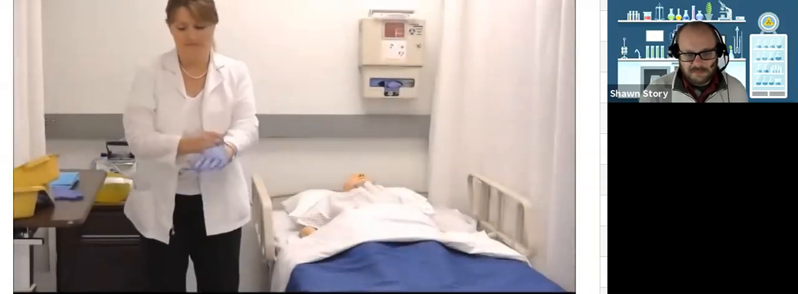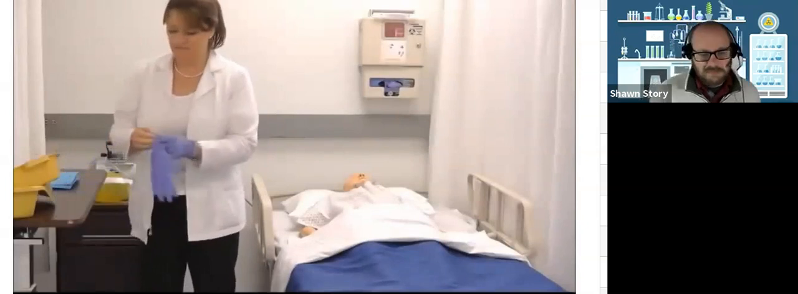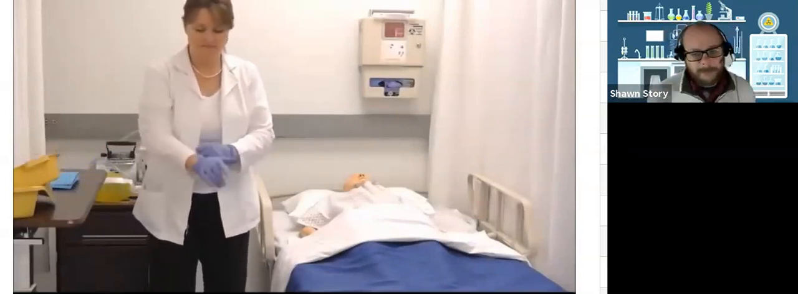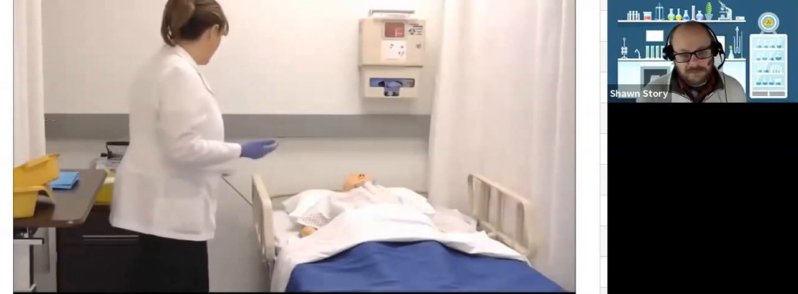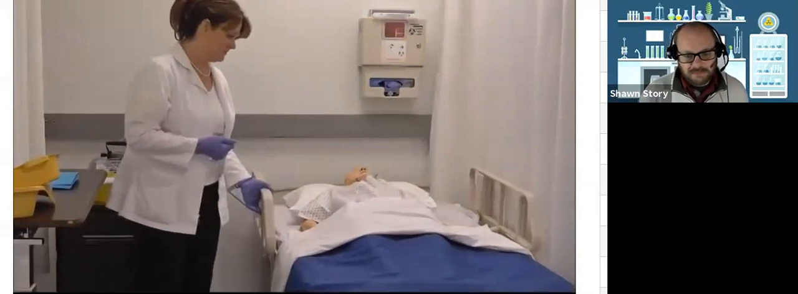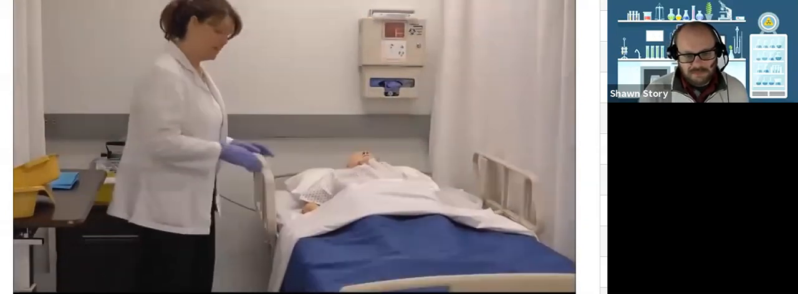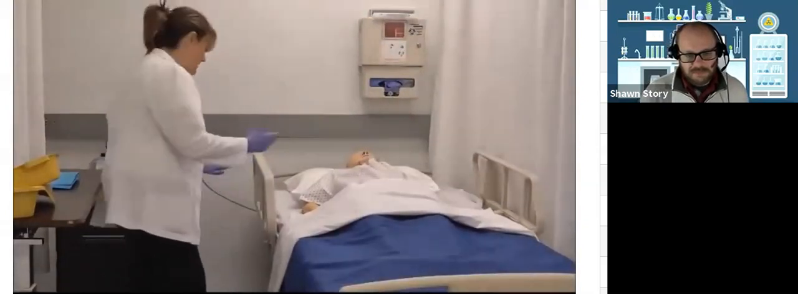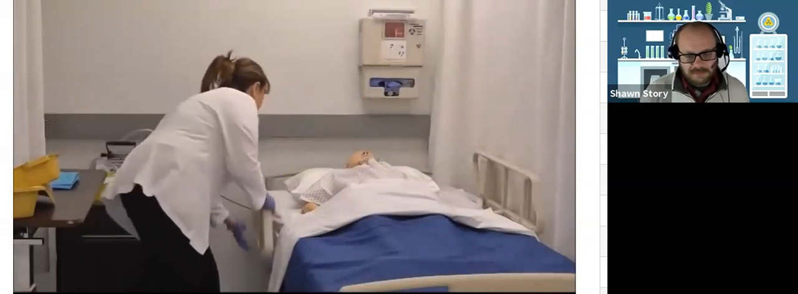I'll put on my clean gloves. And I'll raise the bed to a comfortable working height for myself, so I'm not bending over. I'll lower the side rail so it's not in my way and I'm not leaning over it.